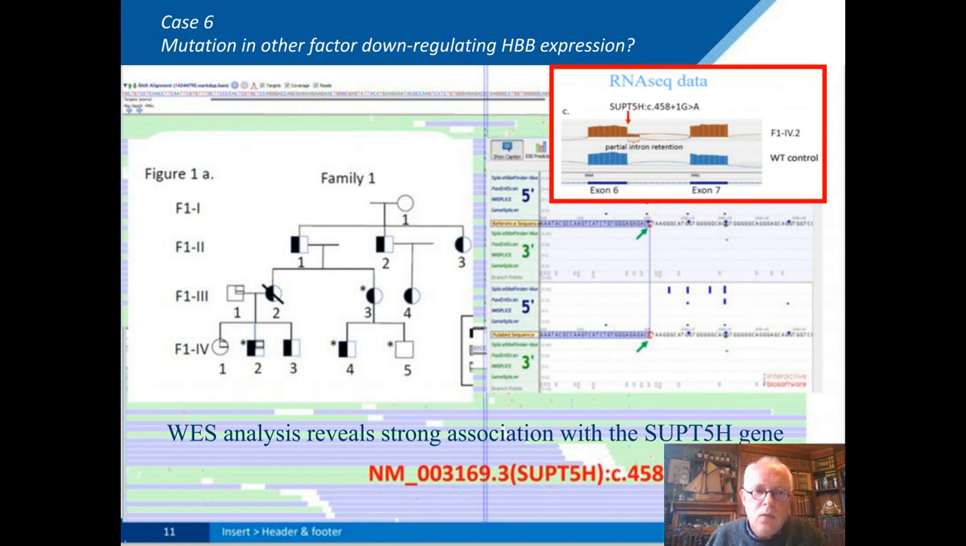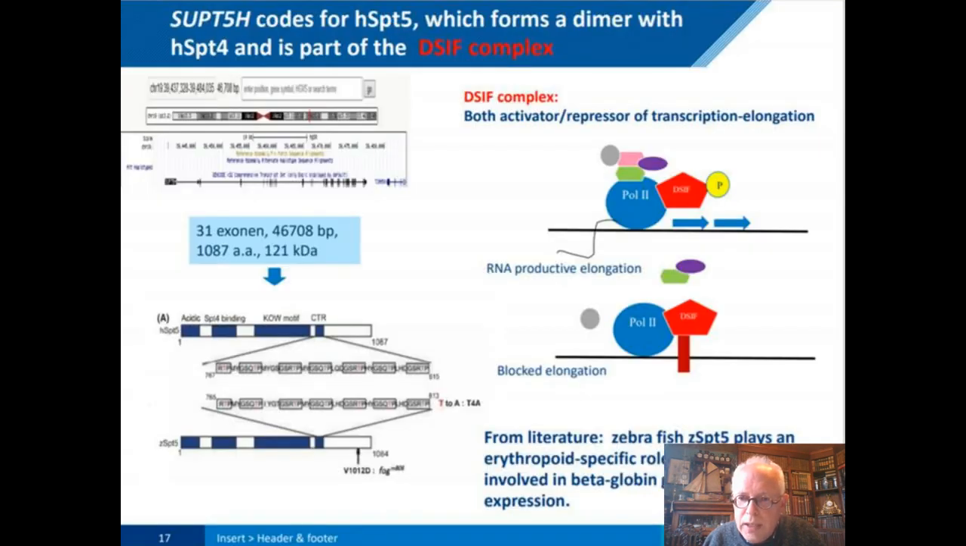There was, however, a correlation with a gene called SUBT5H. And this SUBT5H is showing a mutation in the splice donor site, and in the other family, the splice acceptor site, which gives on RNA a partial intron retention, and therefore a disruption of the reading frame. So the protein is in fact shortened in the most important region. Here you can see the C-terminus of this protein.